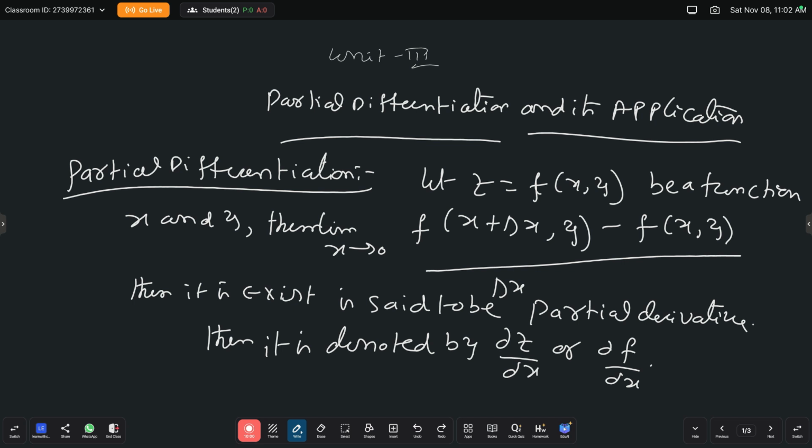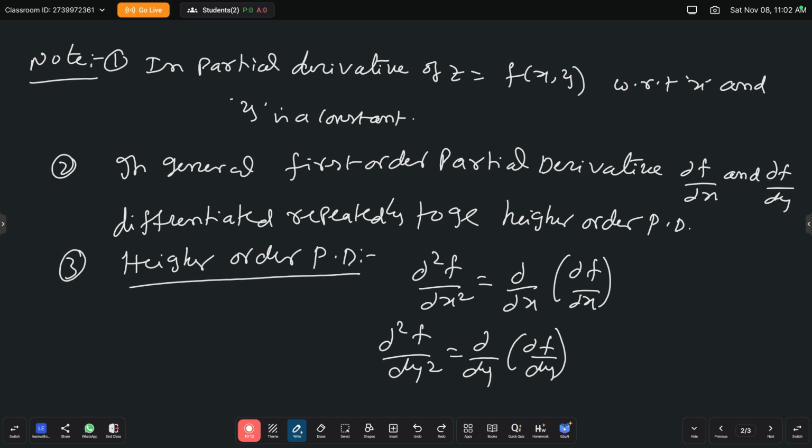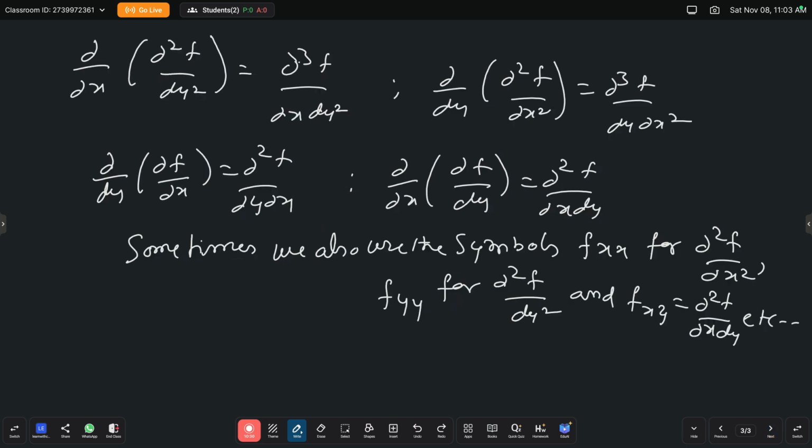And the third order partial derivatives. The definition of the partial derivative is represented by dou z by dou x or dou f by dou x. In the first order partial derivative, dou f with respect to x, y is a constant. Similarly, with respect to y, x is a constant. Okay. Now, generally, higher order is nothing but second order, and the third order is nothing but higher order partial derivative. This is the notation for the second order partial derivative. Similarly, third order partial derivative.